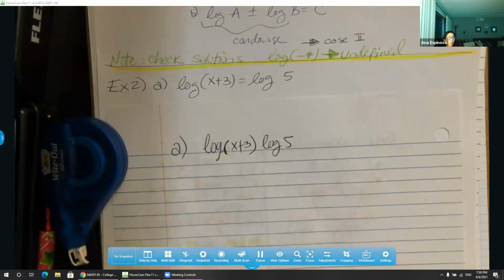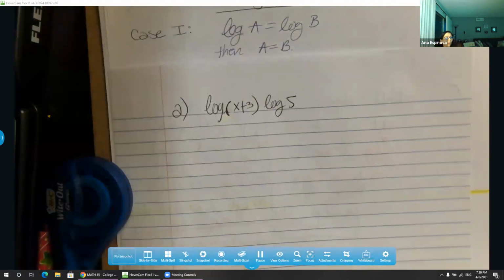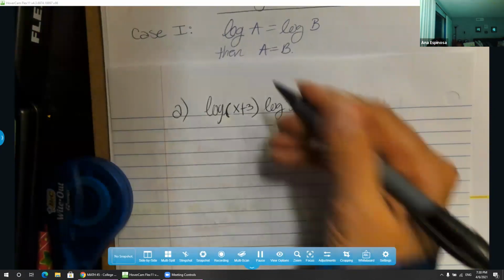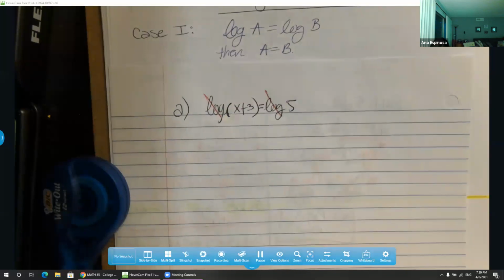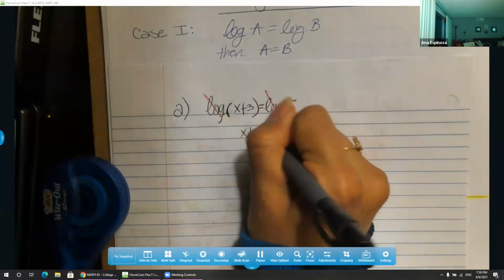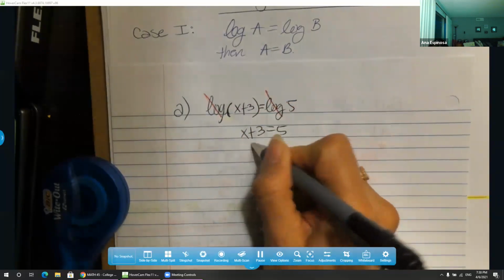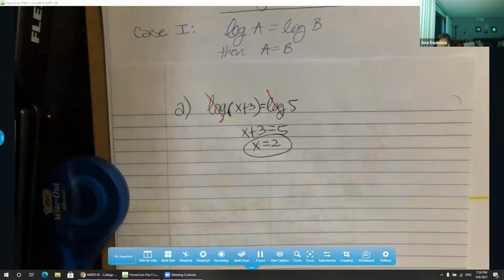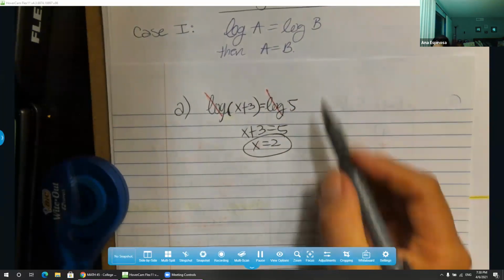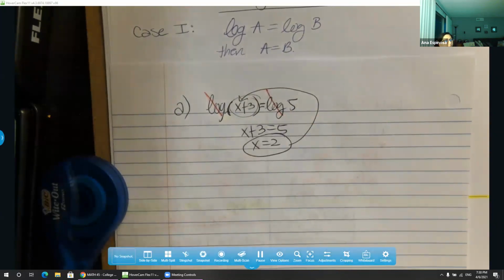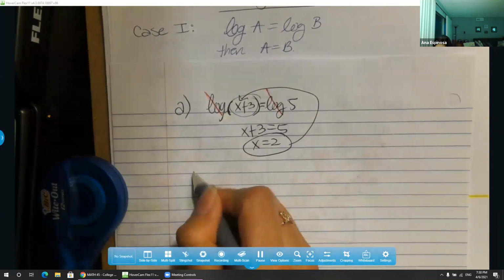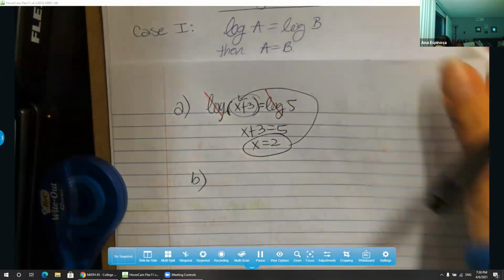Okay, notice that this is the same thing as case 1. I have a log of something not equal to the log of something else. Those go away. So I solve: x equals 2. And all you have to do is check that in the original, this number does not create a negative here, and it doesn't. So that's my only answer. I'm done.